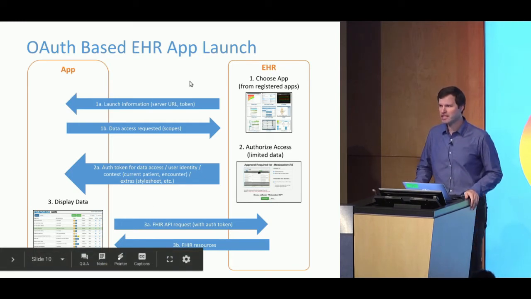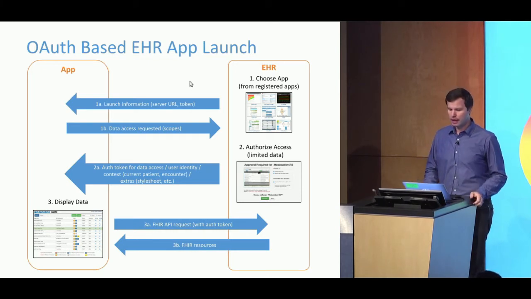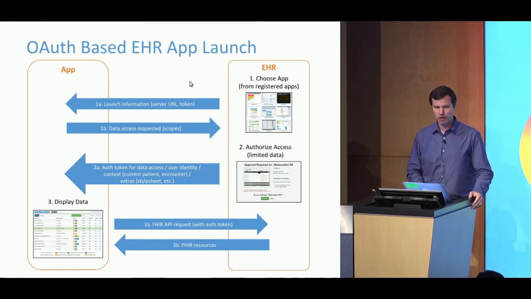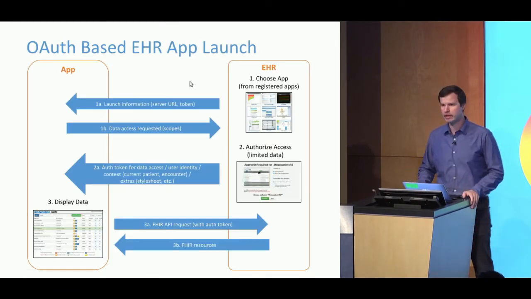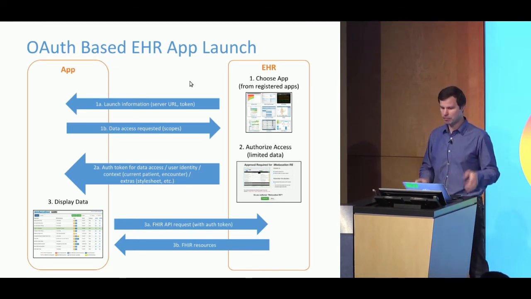So those are the two main ways that we launch an app. Standalone if you're starting from the app like on a mobile device, and EHR-based if you're launching the app inside of the context of your existing workflow. These are both OAuth 2-based specifications that have been standardized through HL7. And there's links to the details of how those work if folks want to get a deeper sense of each of those steps.